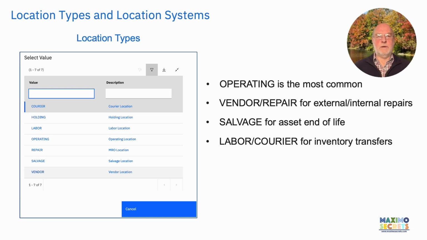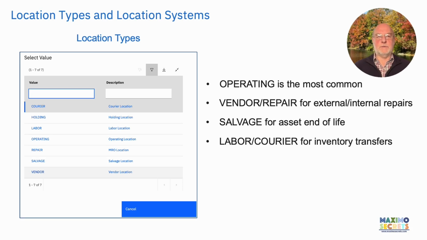Labour and courier are inventory type locations. They act like storerooms and can maintain a balance of an item. They are sometimes referred to as transit storerooms to show who is responsible for transferred items before they reach their destination storeroom. Labour type locations are sometimes used to register the stock held by a field service engineer who is working out of their van.